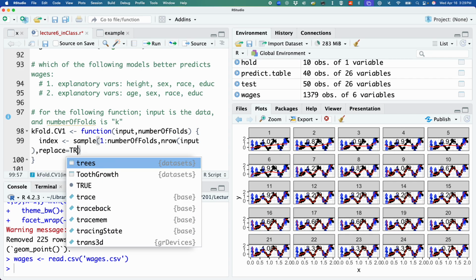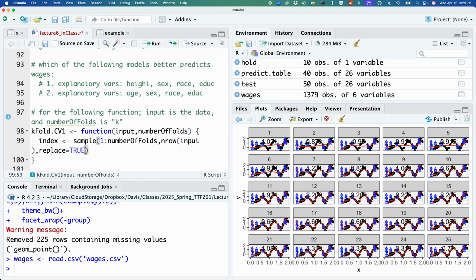And remember, we have to do replace equals true, right? Because if you don't do that, if I only have 5 numbers in the hat, but I have 100 data points, it's not going to work. Okay. So I now have a vector of numbers, 1 through the number of folds, that is a random assignment for each row.